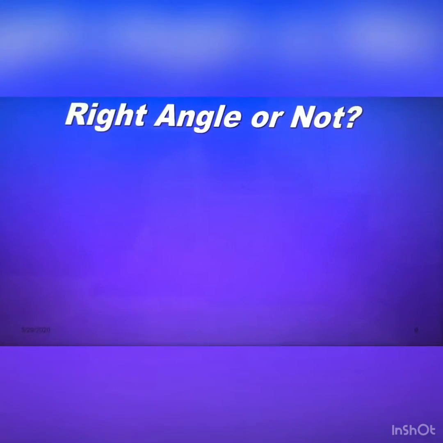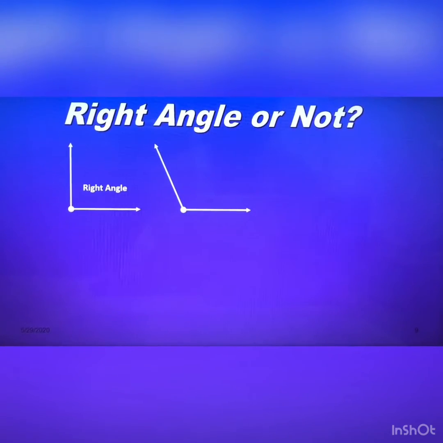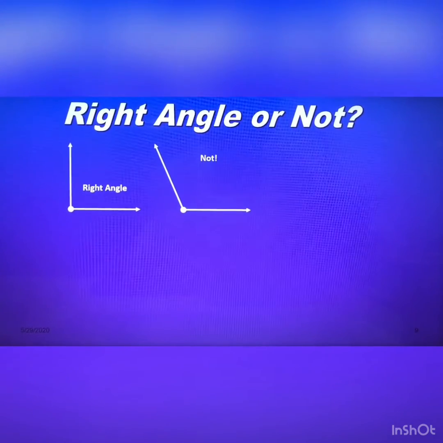Now, right angle or not. Here is the concept for right angle. You can identify here which one is a right angle and which one is not. So about this geometrical figure, is this a right angle or not? Clear? This is a right angle. For this geometrical shape, this is not a right angle.